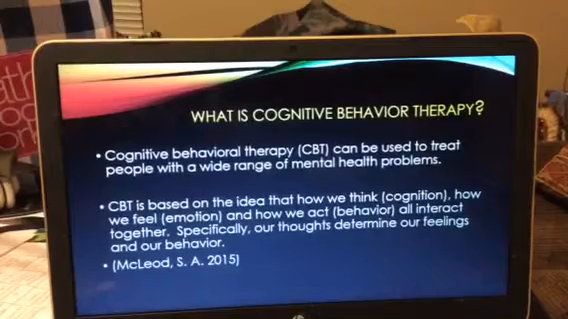First of all, what is cognitive behavioral therapy? The definition, according to McLeod, is based on the idea of how we think, our cognition, how we feel, which is our emotions, and how we act, which is our behavior, all interact together, specifically with our thoughts that determine our feelings and our behavior. I see this a lot with adolescents.